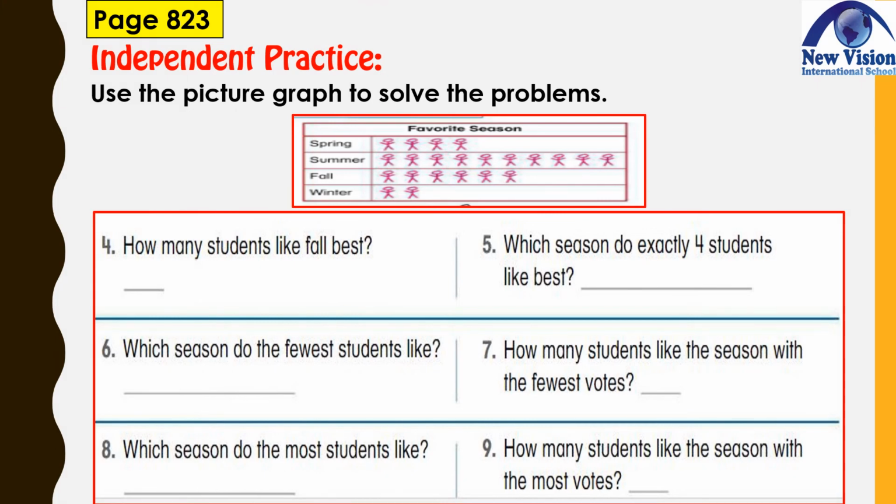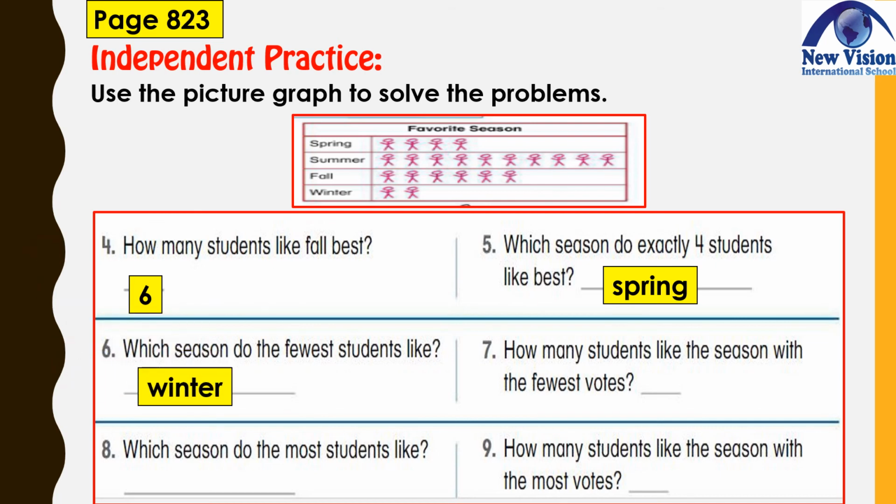Let us now answer the following questions. We will use the picture graph above. Number 4. How many students like fall best? There are 6. Okay, number 5. Which season do exactly 4 students like best? Spring season. Which season do the fewest students like? We have winter.